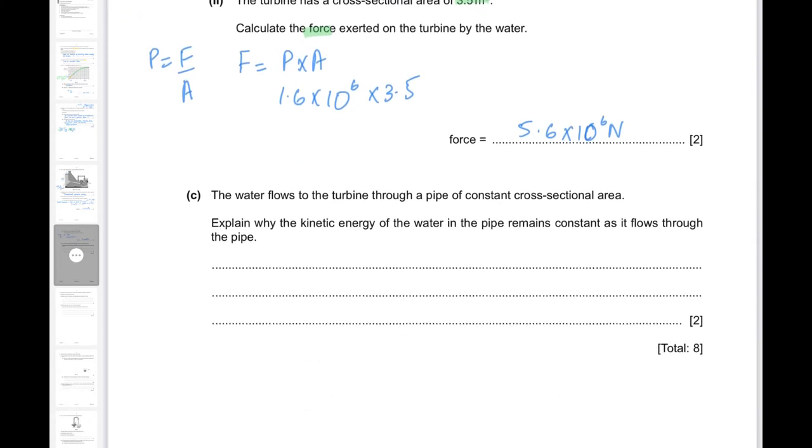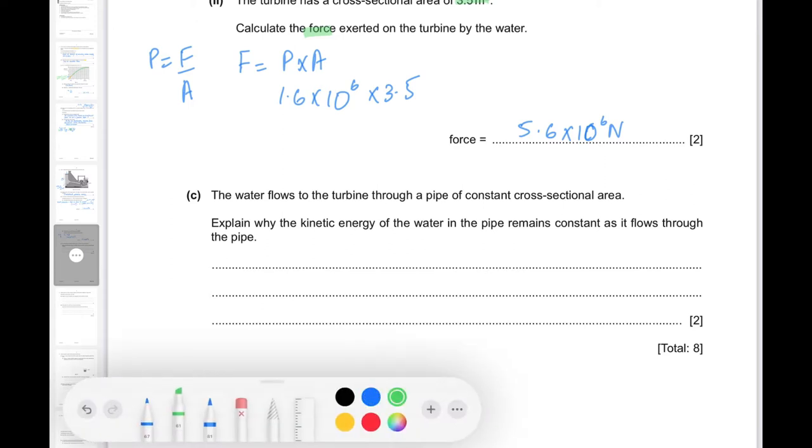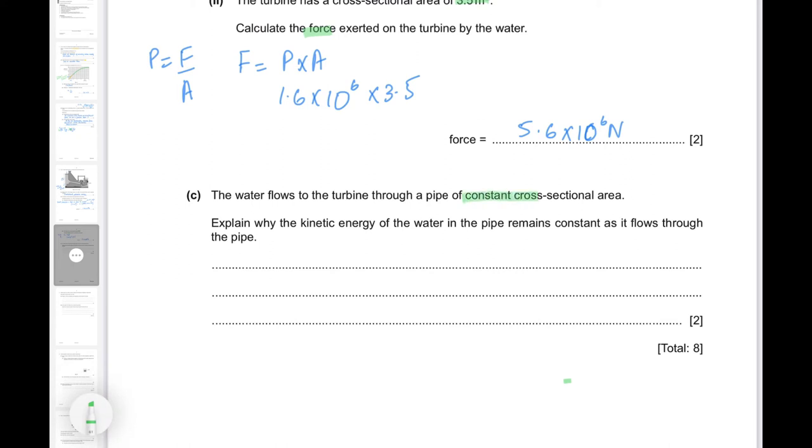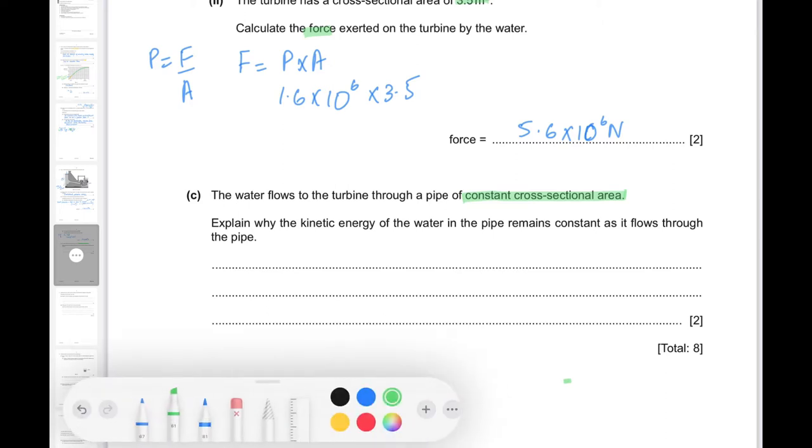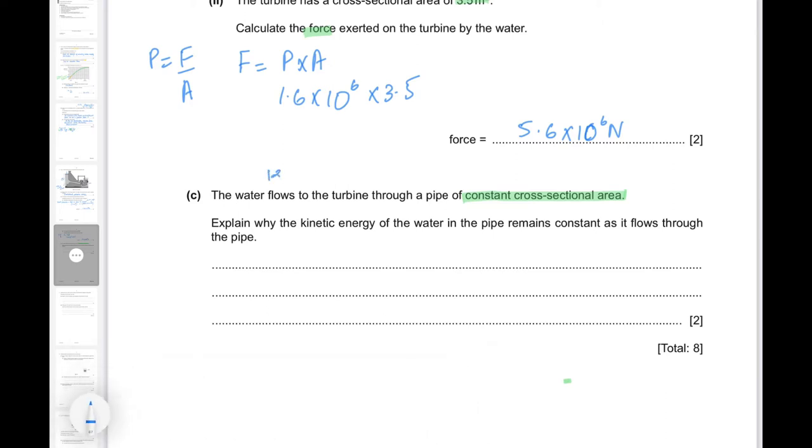C, the water flows to the turbine through a pipe of constant cross-sectional area, and here they mean to provide you with some information. Constant cross-sectional area. Explain why the kinetic energy of the water in the pipe remains constant as it flows through the pipe. So kinetic energy is equal to half into mass into speed squared. If kinetic energy is constant, that means mass and velocity or speed both have to remain constant. So for 1 mark, you'd mention how the speed remains constant.